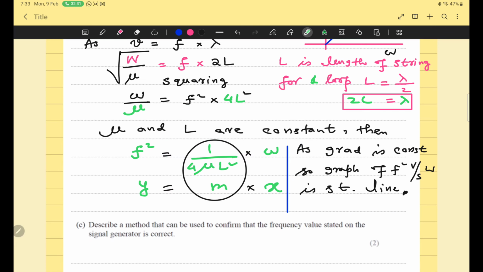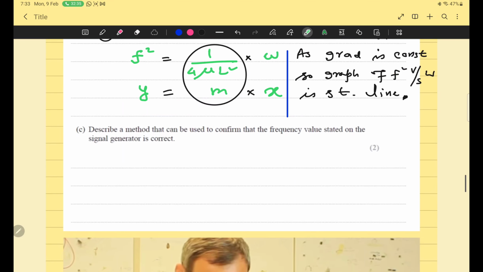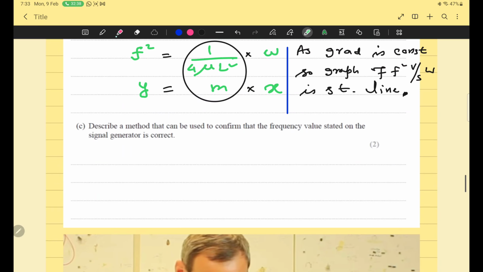Gradient is constant and having no y-intercept, it means the line is passing through the origin. Okay beta? Okay. And now I am explaining the last one.